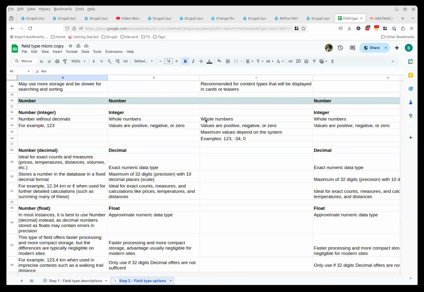So I think last week we agreed to these suggestions to use the phrase "whole numbers," which, if I recall correctly, Simo pointed out is how the word integer is translated in Finnish. Values are positive, negative, or 0. Maximum values depend on the system, and examples: 123, negative 34, or 0. Go ahead, Thomas.